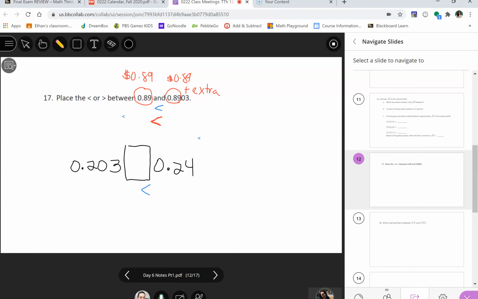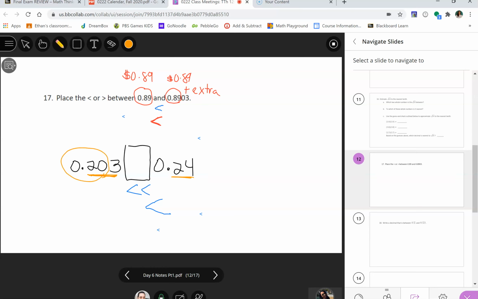Anyone want to be brave and type it down? Got a less than symbol? Anyone else vote for less than? Got another vote for less than? Less than's correct. Students see 203 and they're like, oh, that's way bigger than 24. 203 is way bigger.